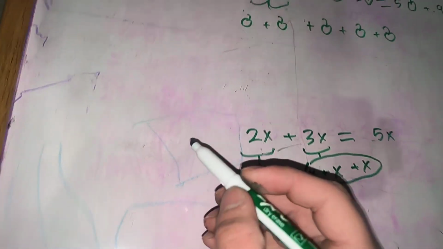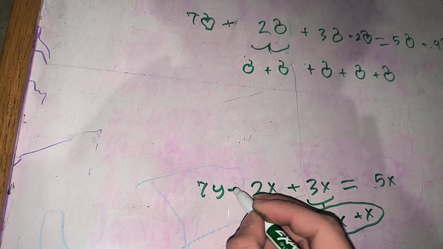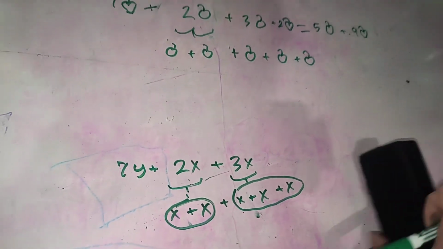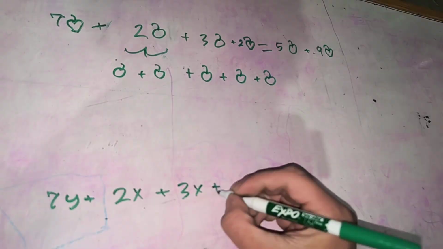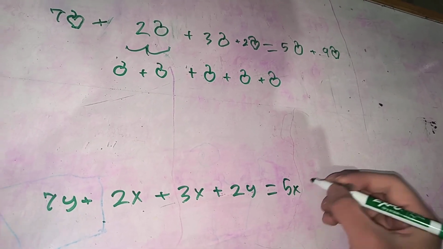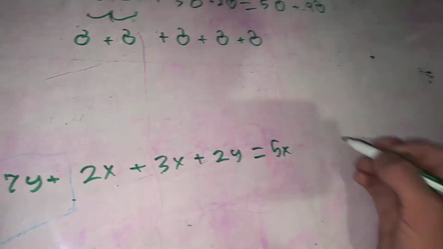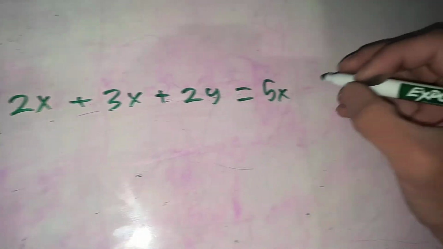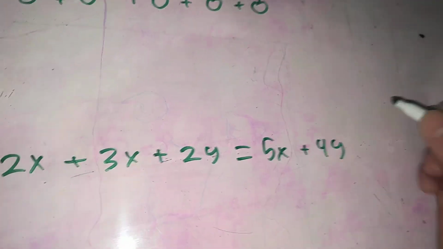And the same could be said here. If we have, let's say, 7y plus 2x plus 3x plus 2y, this would be the same thing as saying, well, 5x, because we add these 2 together. 2 plus 3 is 5x, and then we add the y's together. 2 plus 7 is equal to 9. And that's it.